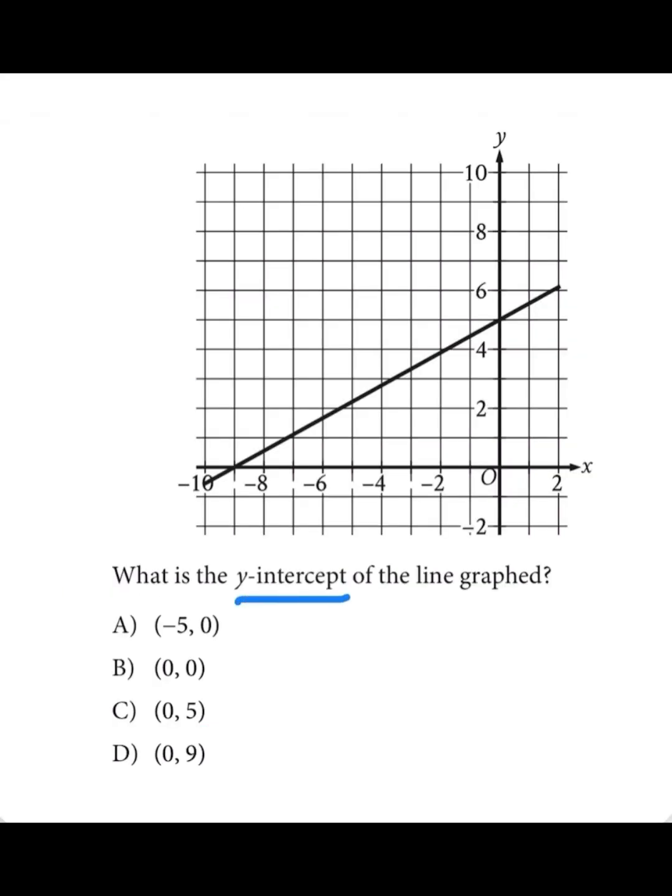The point where the graph crosses the y-axis is the y-intercept. The y-intercept is the mid of 4 and 6, which is 5.